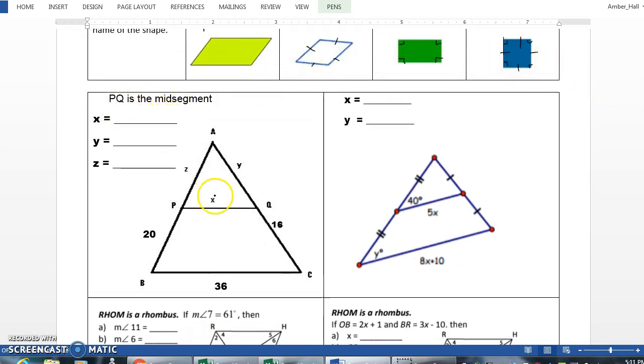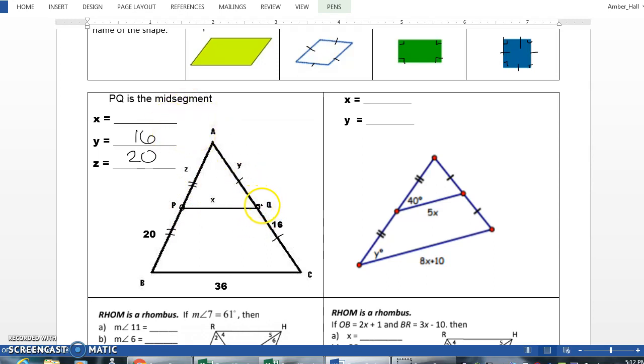Alright, PQ is a midsegment. Because PQ is a midsegment, I know that Q is right in the middle of this line, which makes these congruent, and P is right in the middle of this line, which makes these congruent. So right away I can see that Y has to equal 16, and Z has to equal 20, because P and Q are in the middle, because that's the definition of a midsegment.